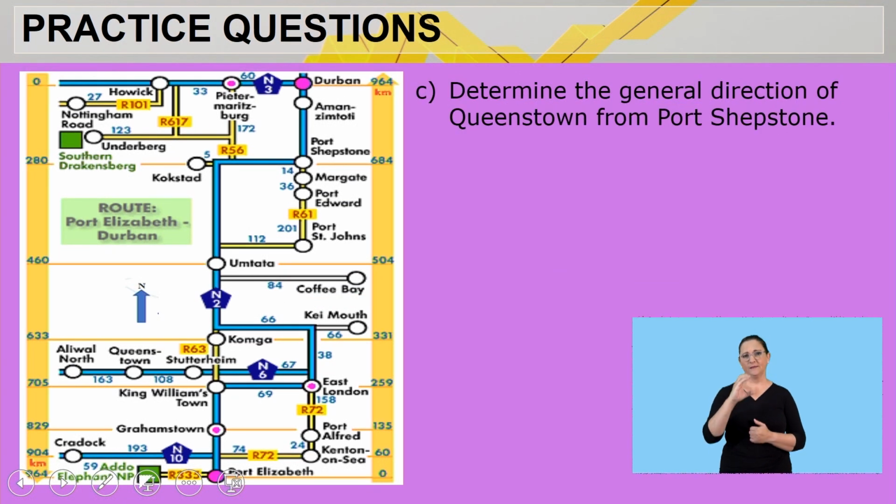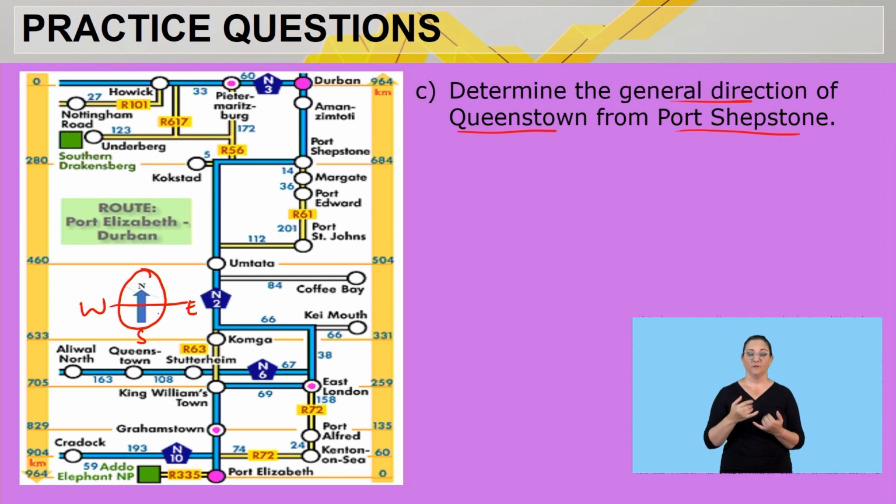Right, next question. Question number C. Determine the general direction of Queenstown from Port Shepstone. Right, general direction. Okay, so I can again see here, north is facing upwards, so true north is here. Okay, there we indicate it. All right, so meaning then, south, east, and west. Right, so now let's find Queenstown. All right, so I'm looking for Queenstown. We agree, yes, Queenstown. And then we must find the other place, Port Shepstone. Here I can see Port Shepstone.